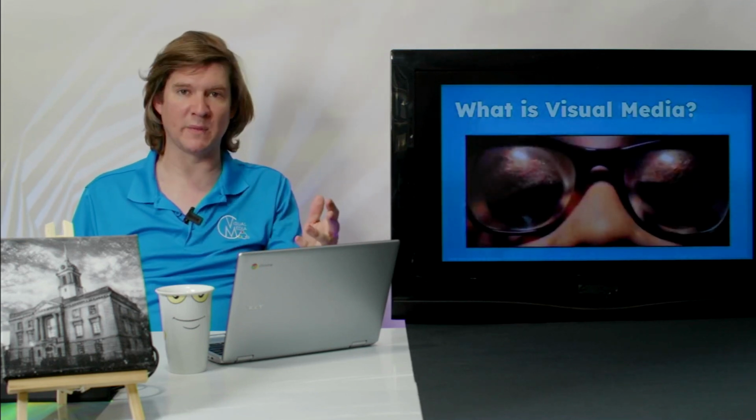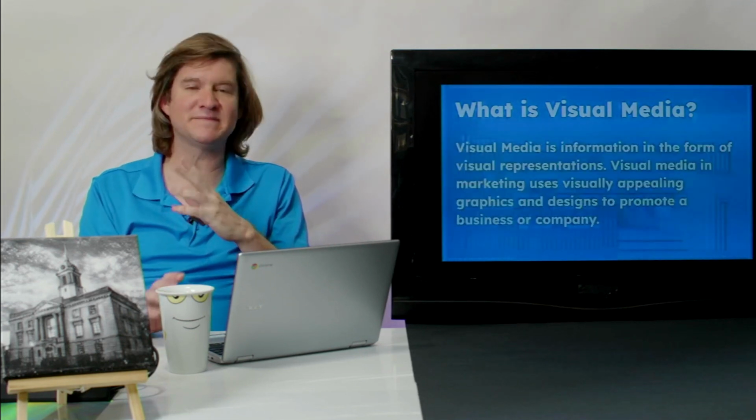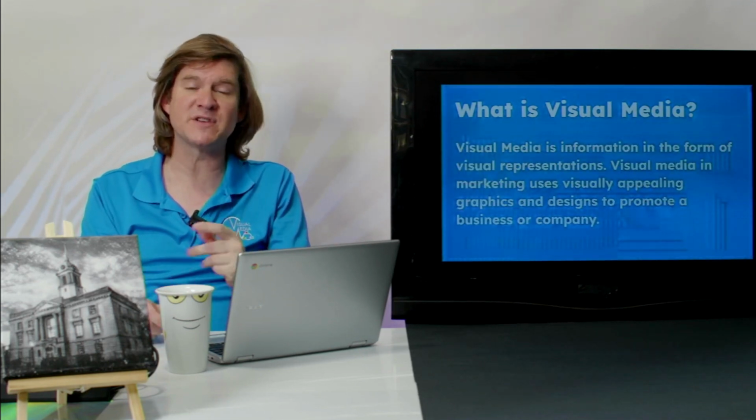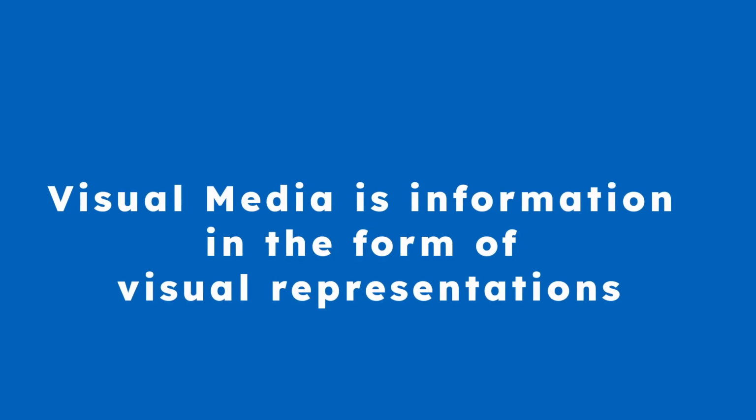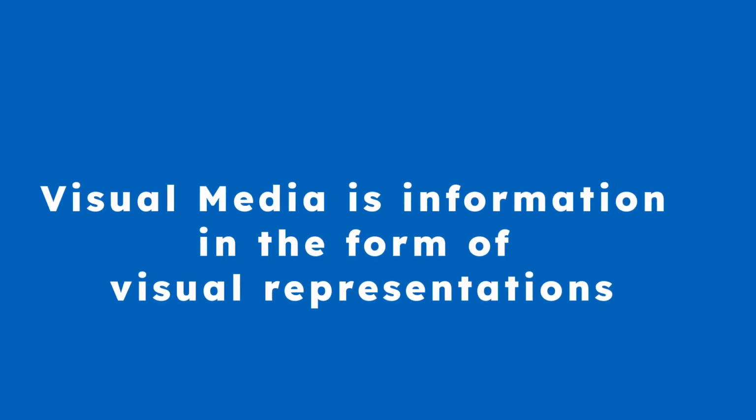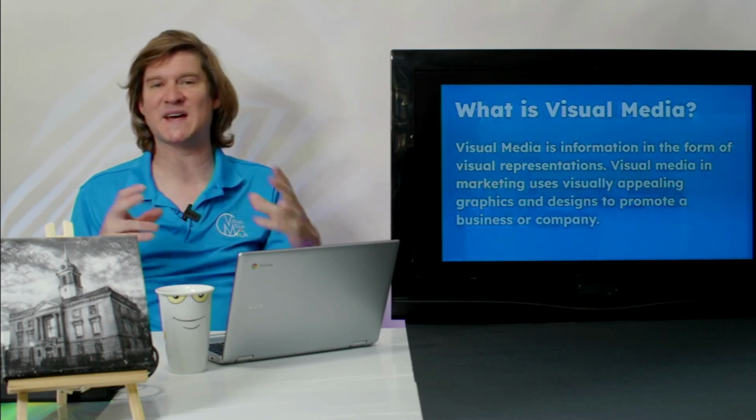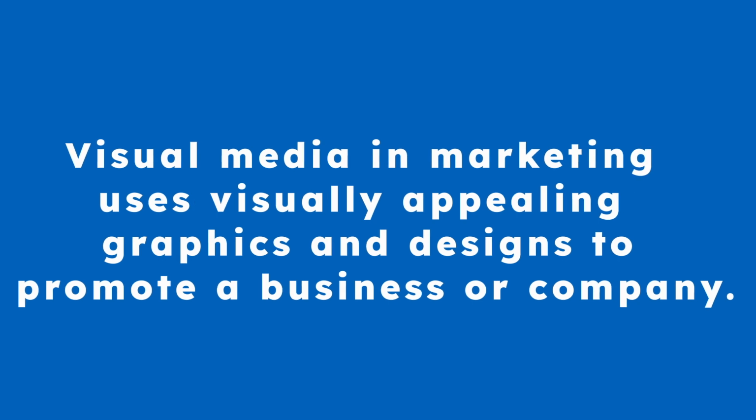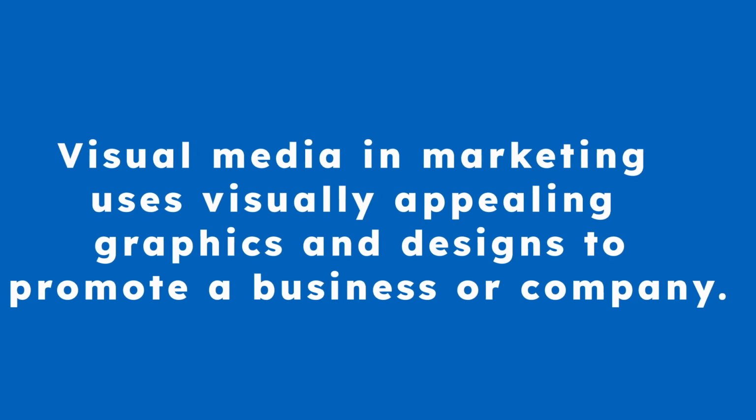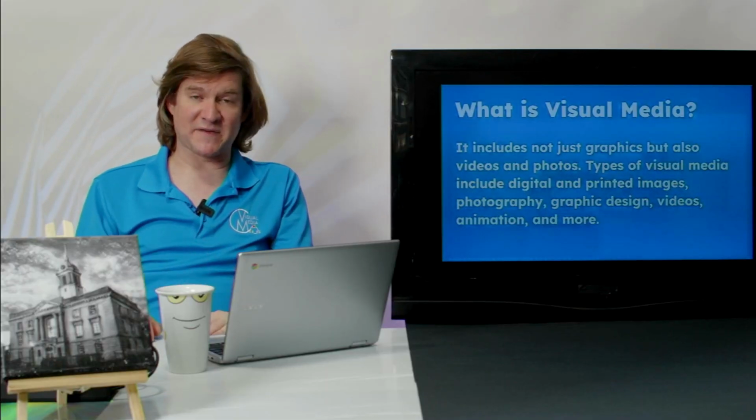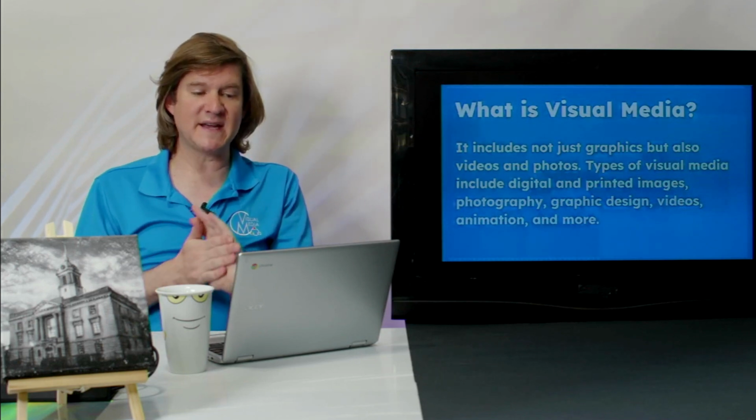So what is visual media? Well, visual media, you see it every day. It's information in the form of visual representations. Visual media in marketing usually refers to visually appealing graphics, videos, designs, everything else you can think of to promote a business or company. You run into them every day, and we're going to talk about that here in a minute. It's not just graphics, but also videos and photos, like I was saying.